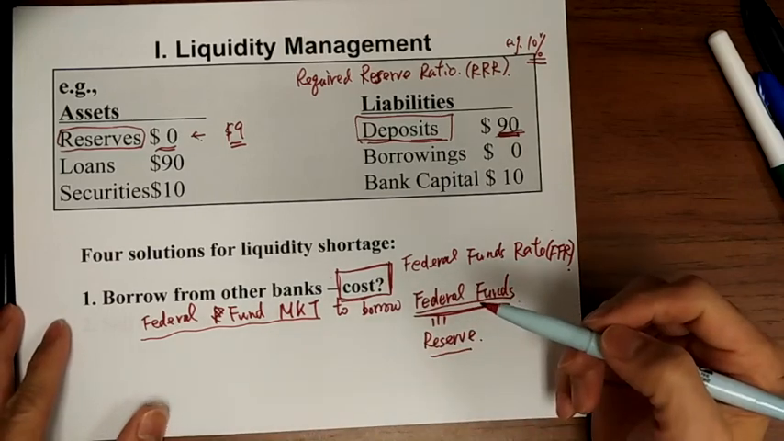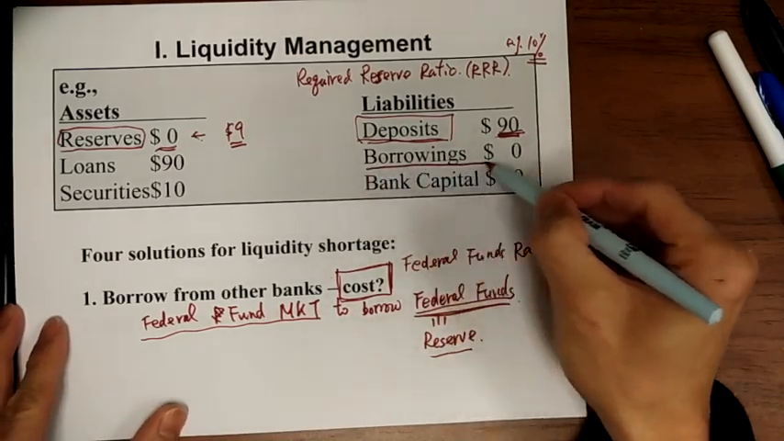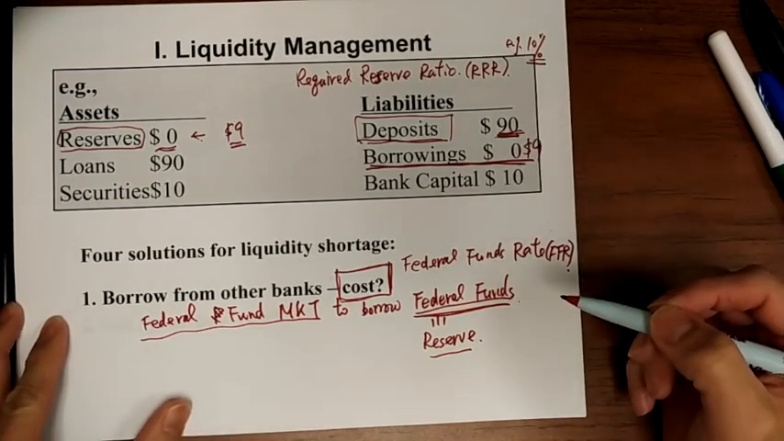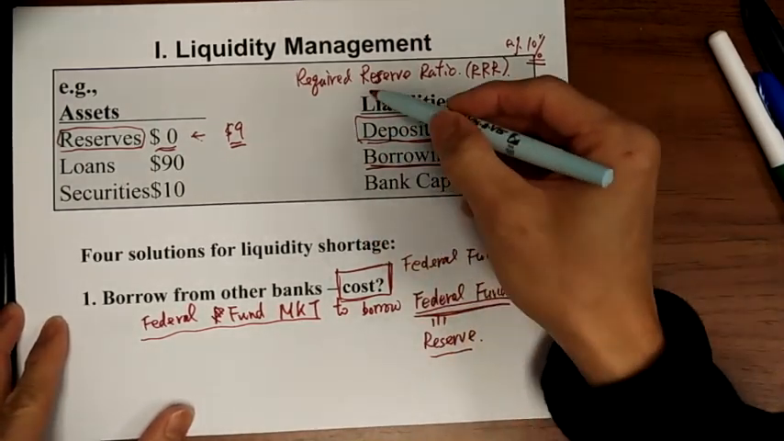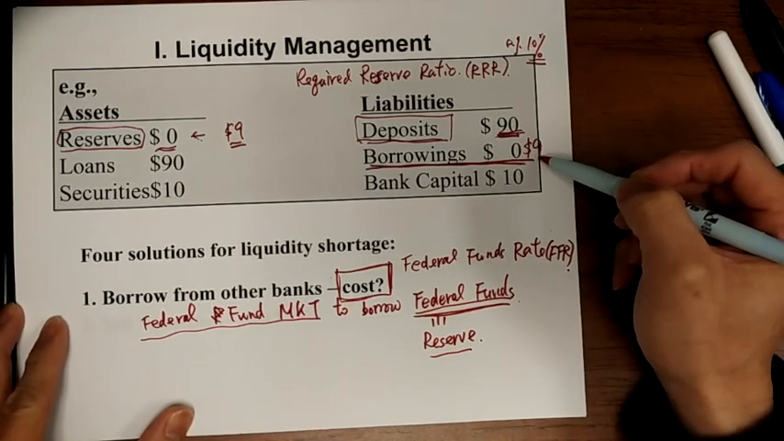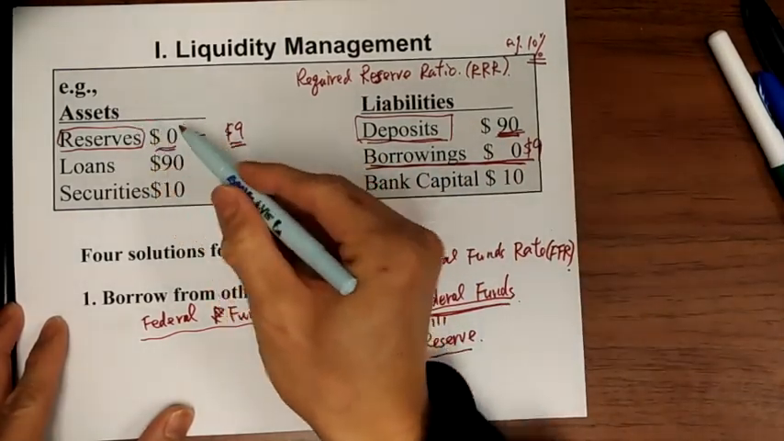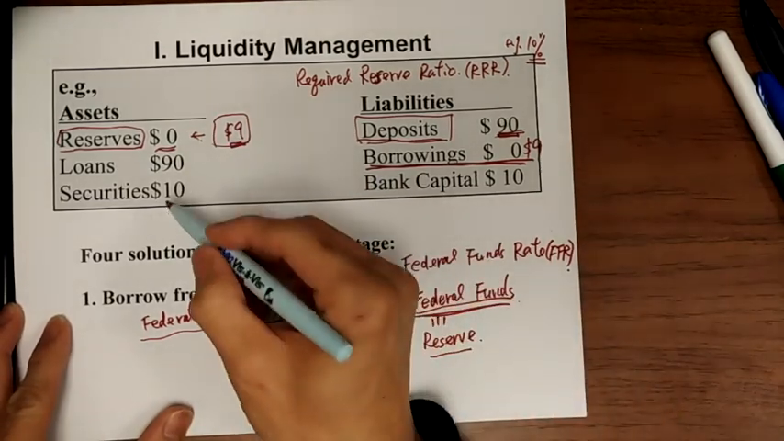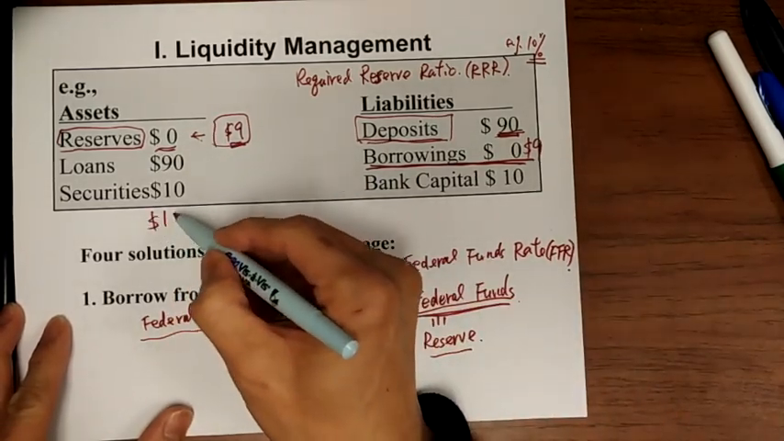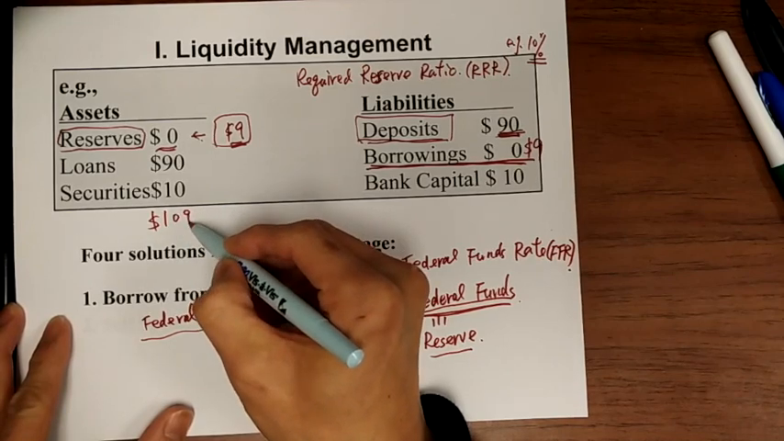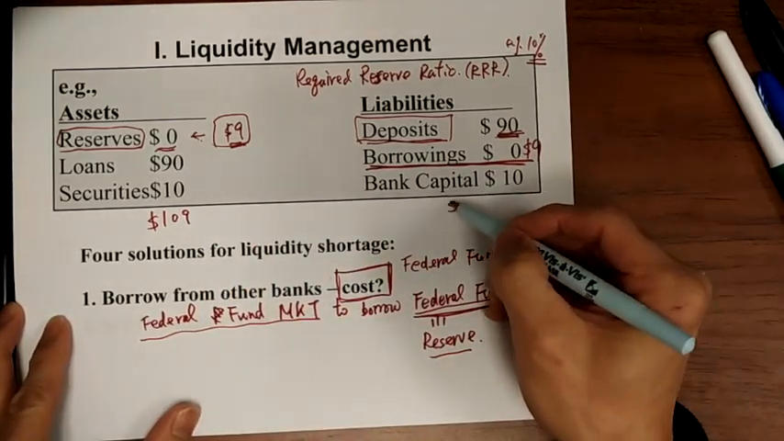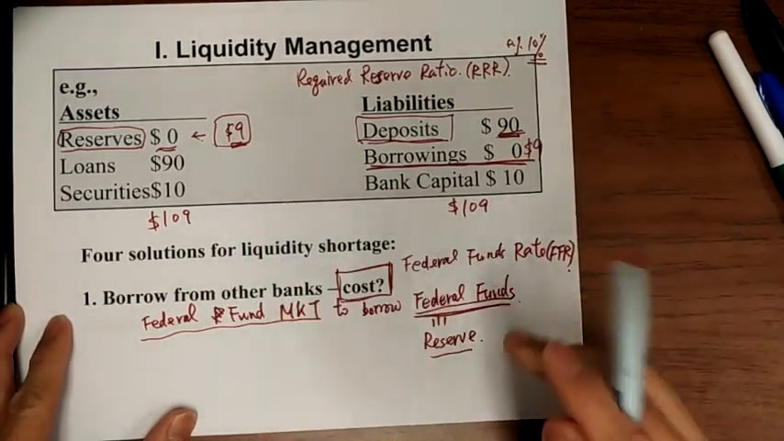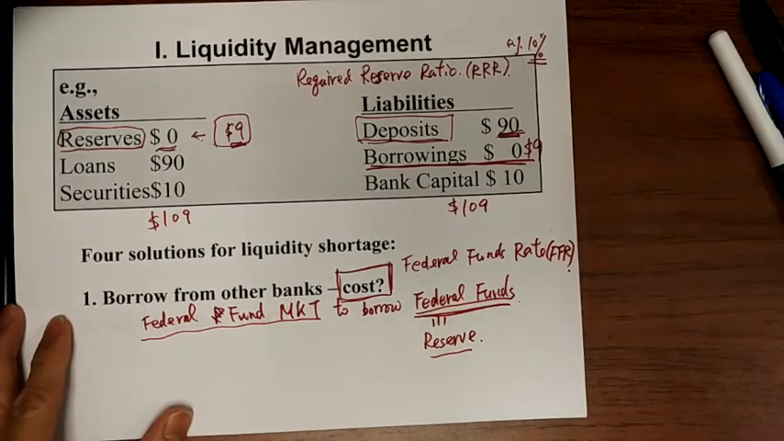Then in this case, they borrow $9. Liability increases by $9. Assets reserve increases by $9. Therefore, now they have $109 in assets, $109 in liabilities. The balance sheet is balanced.